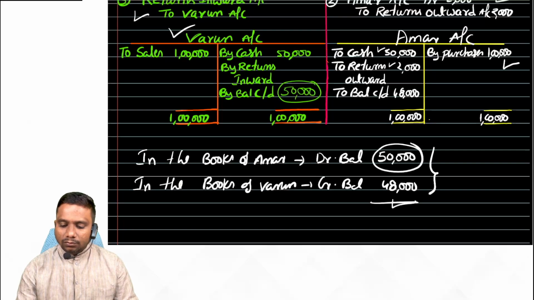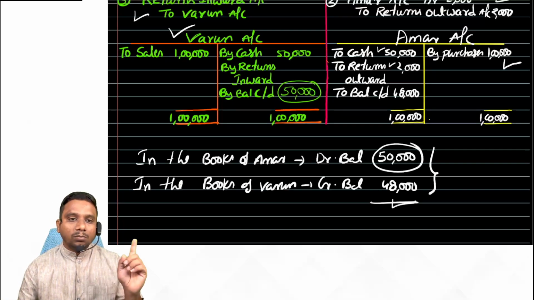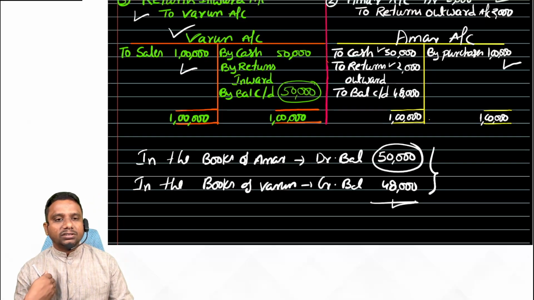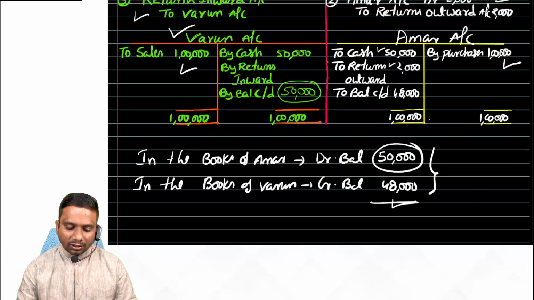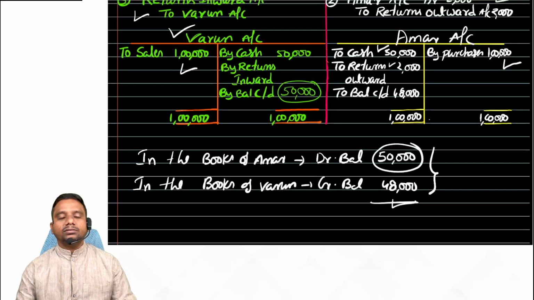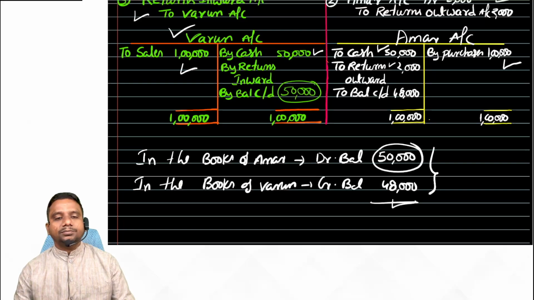Yeah, Varun recorded 1 lakh on the credit side. Amar should record the same on the debit side. Yes, because for us it is purchases, for him it is sales. Next, Amar recorded debit side 50,000. So the same is recorded by Varun, credit side 50,000.